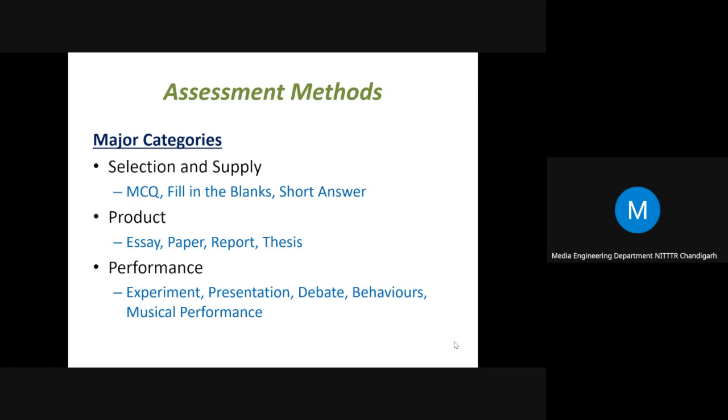The third category is where we want to assess the students when they are performing something, like doing an experiment. We want to evaluate the student during the experiments, or while delivering a presentation or participating in a debate, or we are interested in evaluating the skills, attitude, and behavior of the student during the performance. So these are the three major categories.